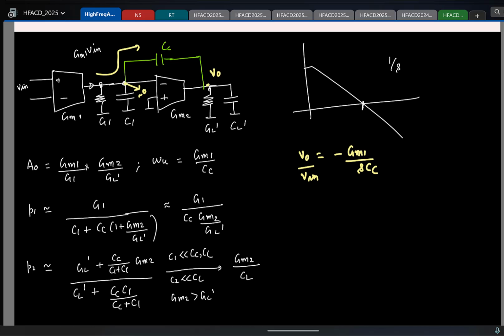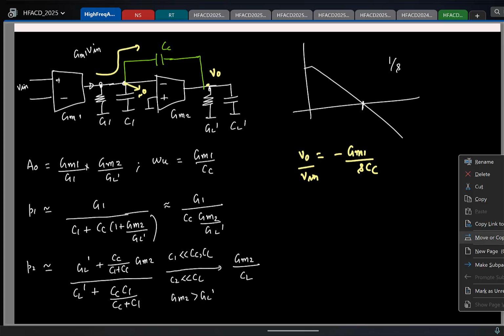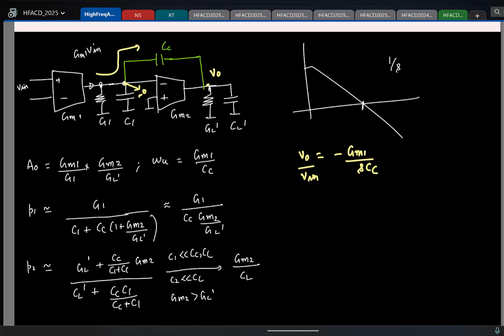So this is one way to look at the Miller compensation, where the main current transconductor is this fellow. This is trying to pump current through CC. And that's what happens. So the unity gain frequency is GM1 by CC. This is fine. Again, it's not exactly 0, this voltage, it's roughly 0. Don't take it exactly.